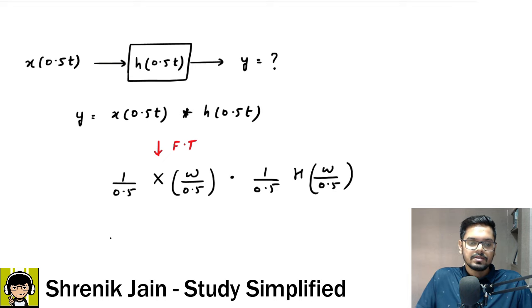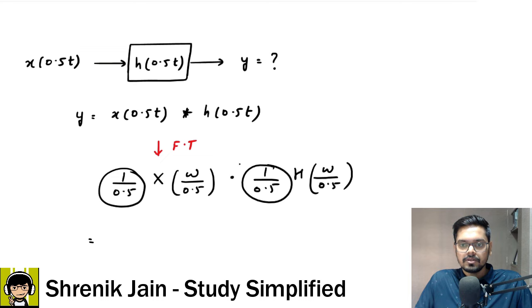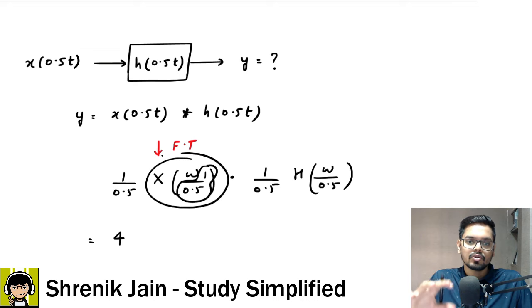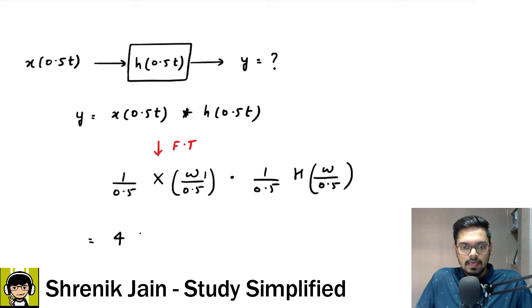Okay, what's next? If you see carefully, this is 2 and this is 2. Right, so 2 into 2 is 4. Similarly, 1 upon 0.5, this is 2, right? So the overall thing is X of 2 omega. Here it would be H of 2 omega. So X of 2 omega into H of 2 omega.